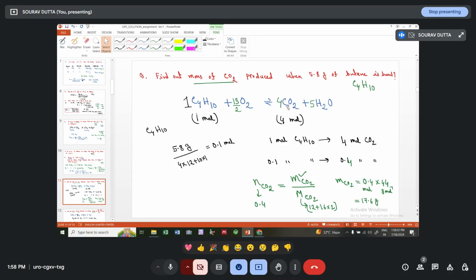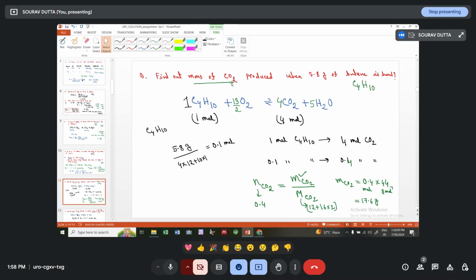Now the oxygen on the right hand side: 4 into 2, that is 8, and in case of water, that is 5. The 8 plus 5 equals 13. So on the right side, there are 13 oxygen atoms. So on the left side, we have to take 13 oxygen atoms. There is 1 O2, so that's why we multiply by 13 by 2. So 13 by 2 into 2 equals 13 oxygen atoms. Okay, so this is your balanced equation.